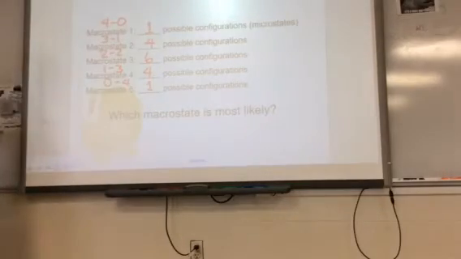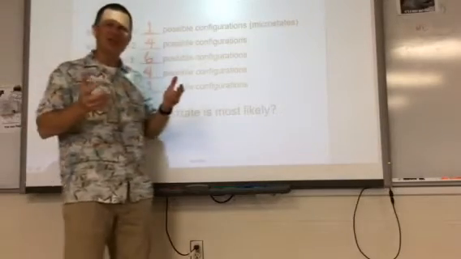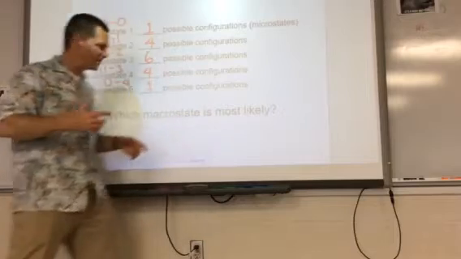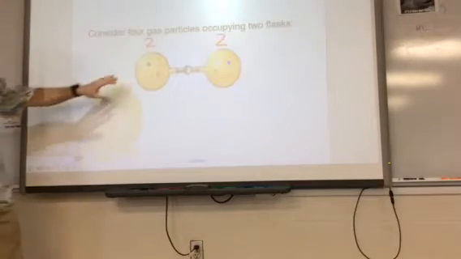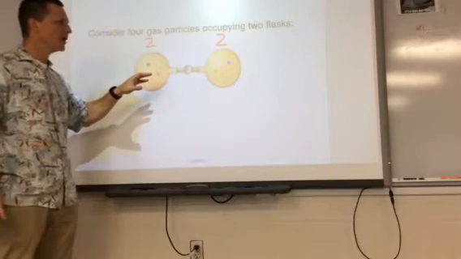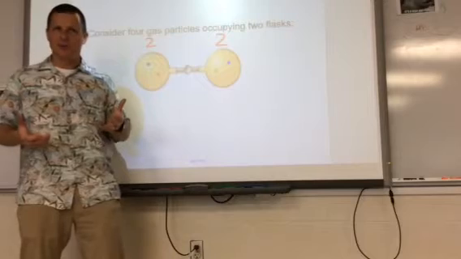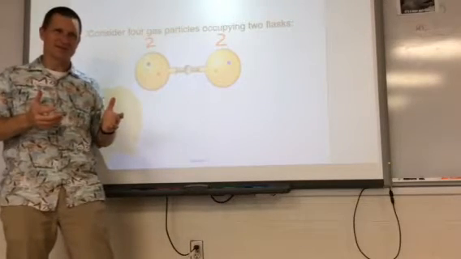So my question down here is, which is the most likely? If we're looking at this in terms of probability, the arrangement that has the most positional probability, the most possible arrangements, would be macro state number 3, where we have 6 possible arrangements. We would consider this arrangement to have the most entropy, because it's got the most possible positions, the most possible arrangements.